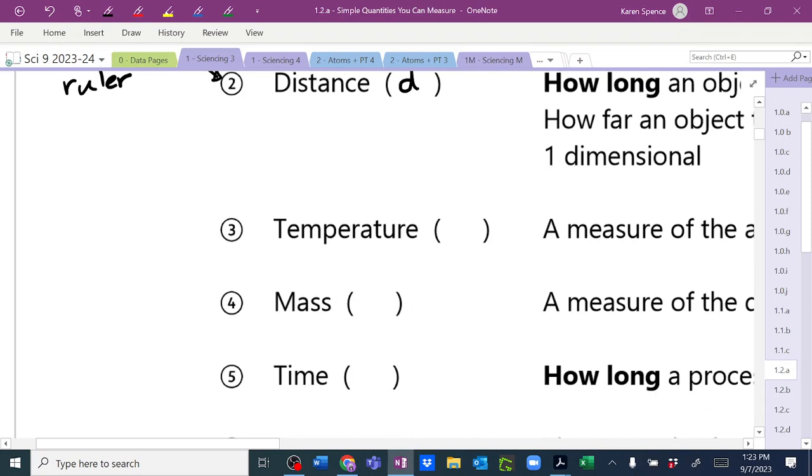And its symbol, guess what, is a T. In this case, it is a capital T.